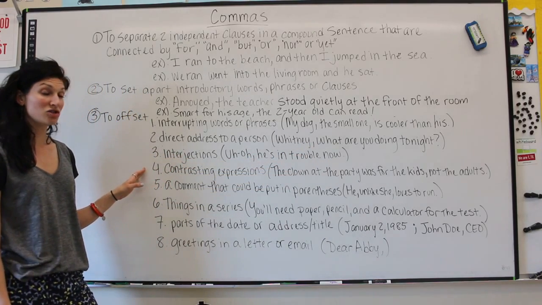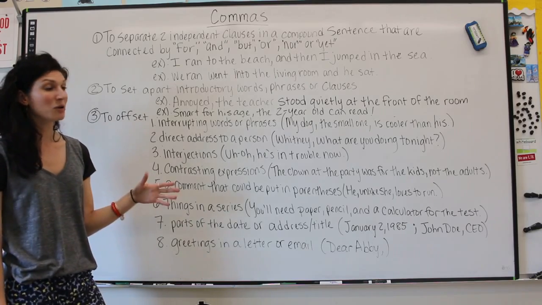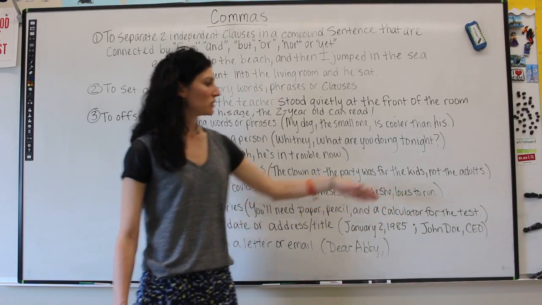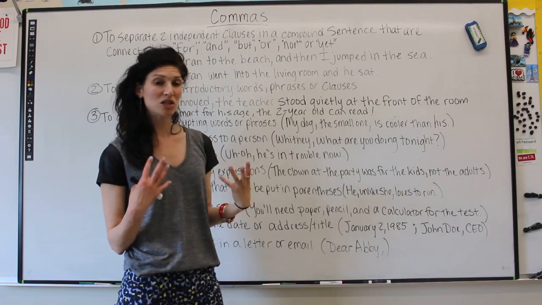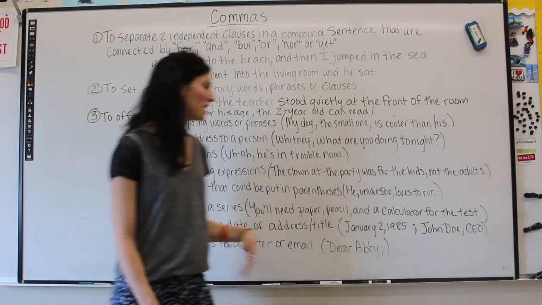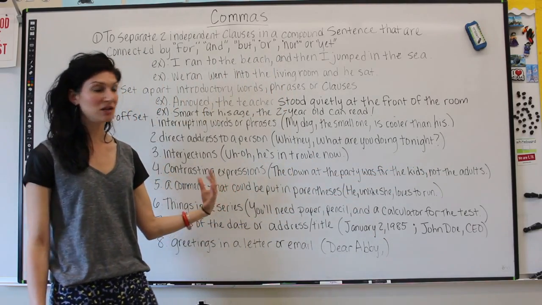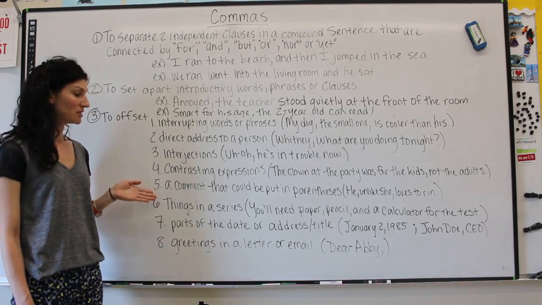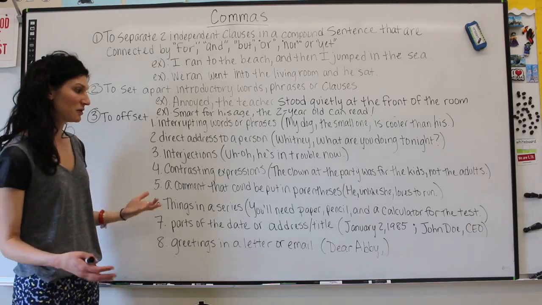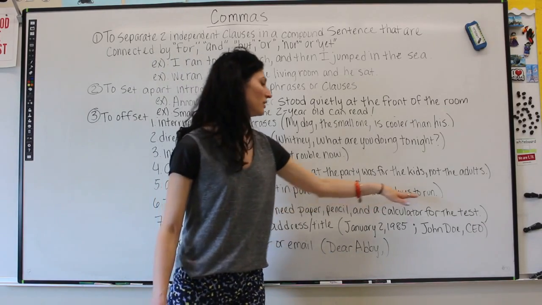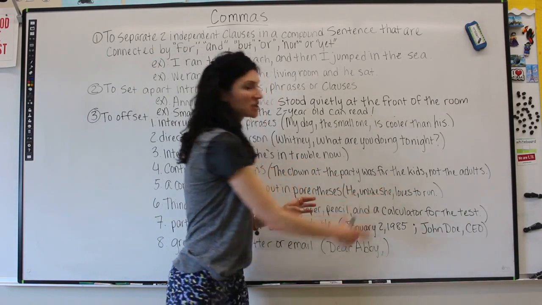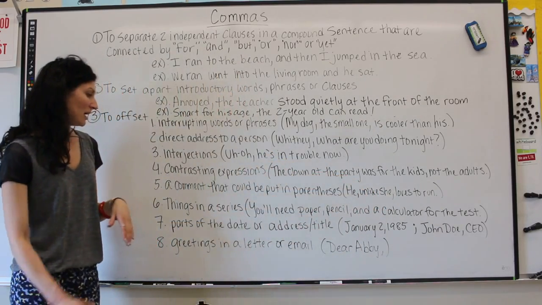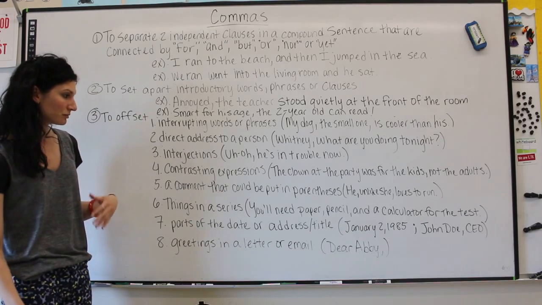We would use commas to offset contrasting expressions. For example, the clown at the party was for the kids, not the adults. Once again, in normal speech, I would have a little pause before I said not the adults, indicating that it's a contrasting expression, and we would use a comma to offset that. We would also use a comma to offset a comment that could be in parentheses. For example, he, unlike she, loves to run. So unlike she could actually have been in parentheses. We don't have to use them. We can actually use commas to offset that expression or that phrase.